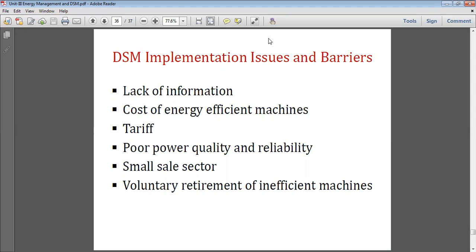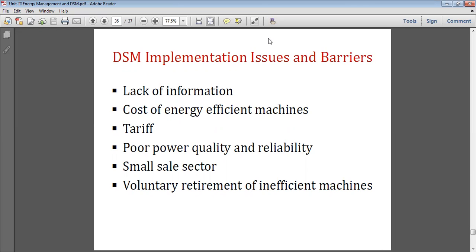Okay, so this is the way by which the tariff is going to help in the implementation of demand side management, whereas BPL tariff, fixed rate tariff, and subsidies in the electric bill are the hurdle in the implementation of demand side management. Next is the poor quality and reliability.